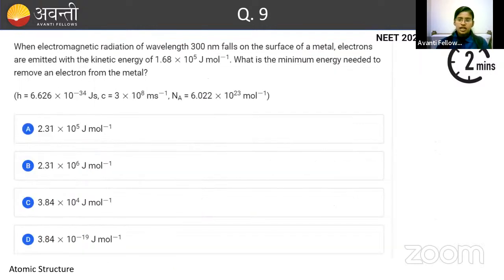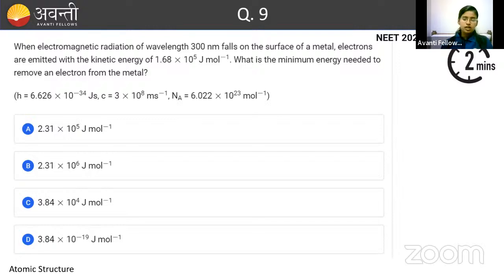It is question number 9, and it is a question from the photoelectric effect. When electromagnetic radiation of wavelength 300 nanometer falls on the surface of a metal, electrons are emitted with the kinetic energy of 1.68 into 10 to the power 5 joules per mole. What is the minimum energy needed to remove an electron from the metal?